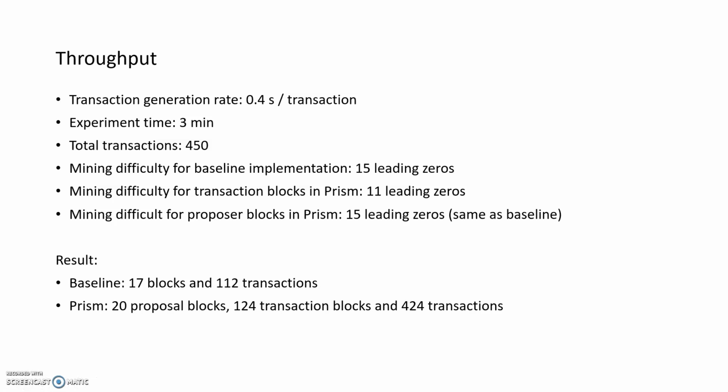Also, we set the same mining difficulty for the baseline and for the proposal blocks in Prism, and we set a lower difficulty for transaction blocks. The result shows that the baseline only got 112 transactions in 3 minutes, while Prism got 424 transactions in total, which are almost all the available transactions. We can see the throughput is largely improved by Prism, and we believe the improvement could be even greater if the transaction generation rate is larger.